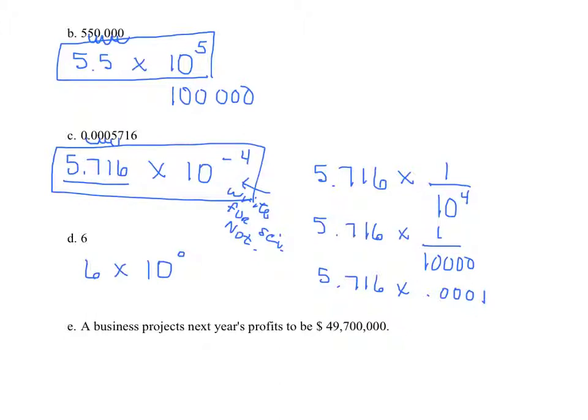Okay. A business projects next year's profits to be 49,700,000. So I'm going to write it in scientific notation, indicating it's money. So 4.97. I can drop those zeros. And then I want to make 4.97 bigger to get to 49 million. And I had to move the decimal point 3, 6, 7 places. So it would be 4.97 times 10 to the 7th. Cool. Next.